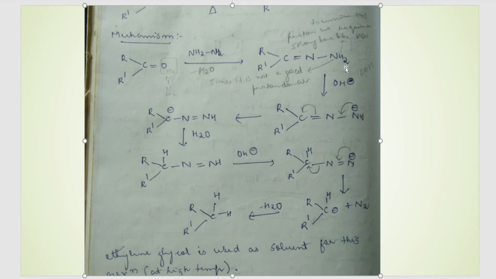Now, why are we saying we have to take a strong base here? This NH2 that is present is not a very good proton donor. It is a poor proton donor, so it won't give out H plus ion easily. And you know that bases have the property to abstract protons. Since this NH2 will not give out this proton easily, and since a base can abstract a proton, we are using a very strong base like KOH or NaOH in order to remove one of the protons from here. So I took KOH in this case.